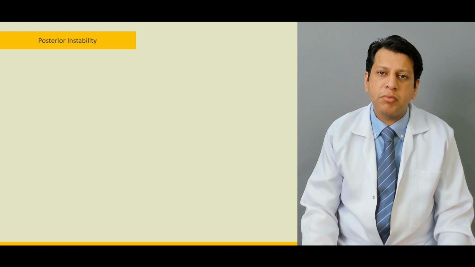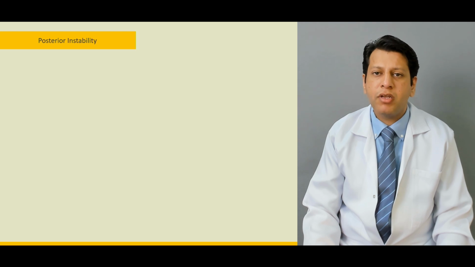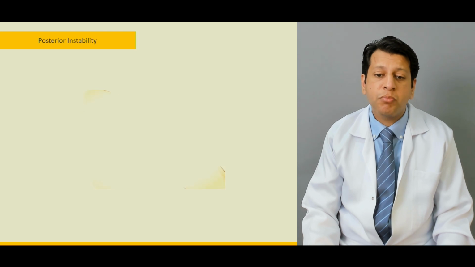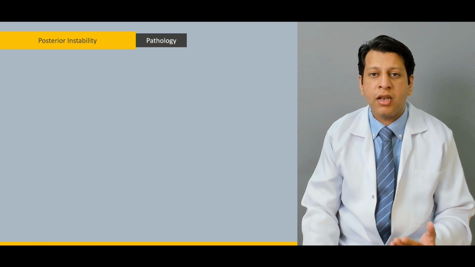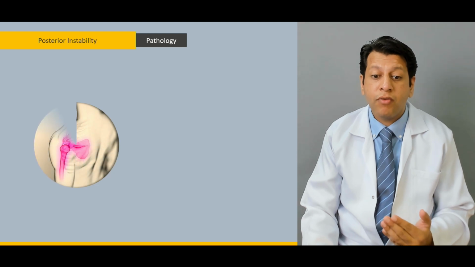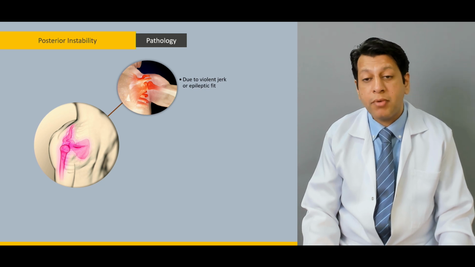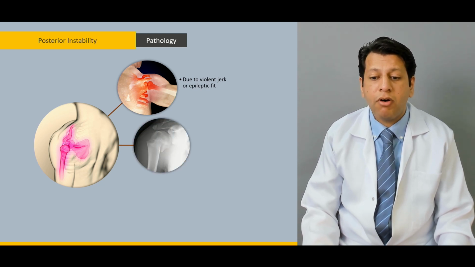Now coming to the posterior instability. As I told you, most commonly, almost 70 to 80% of the time, it's anterior. In 10 to 15% of cases it's posterior instability. Why? Because it is associated with specific disorders, for example electrocution injury, where the person has suffered a sudden jolt, or in epileptics. For example, if a patient has suffered an epileptic fit, this may result in posterior dislocation, or it could be associated with a proximal humerus fracture.